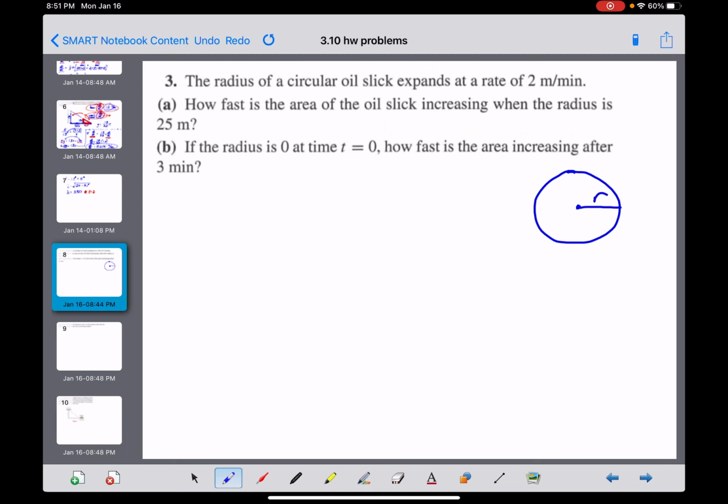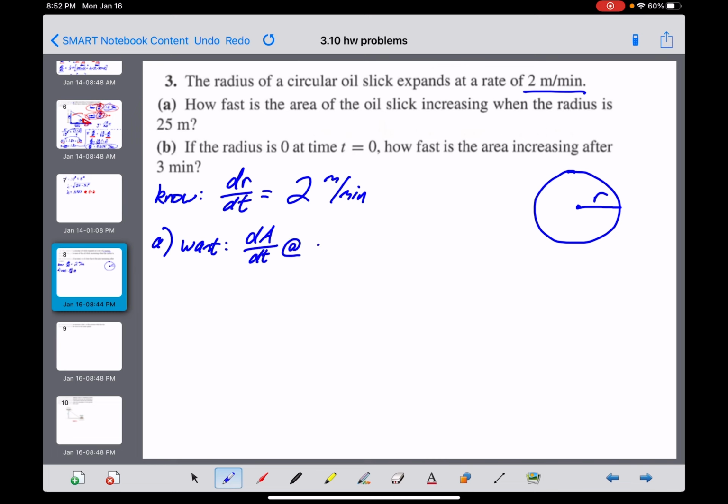So if that's r right there, I can tell already that the derivative they gave us, the derivative of the radius taken with respect to time, dr/dt, is this amount right here. So that would be 2 meters per minute. Okay, so two parts to this question. A is asking us, how fast is the area of the oil slick increasing when the radius is 25 meters? So the derivative they want us to find is the rate at which the area is growing with respect to time at the moment when r is 25 meters.